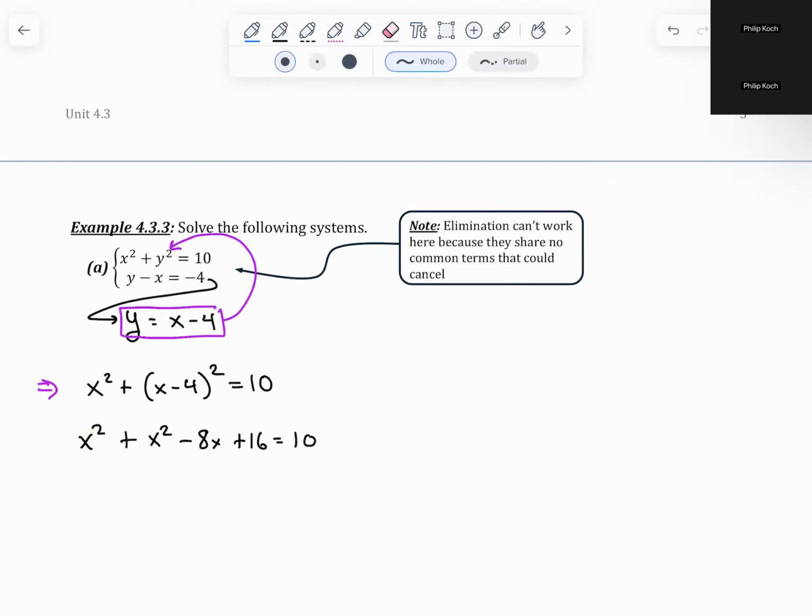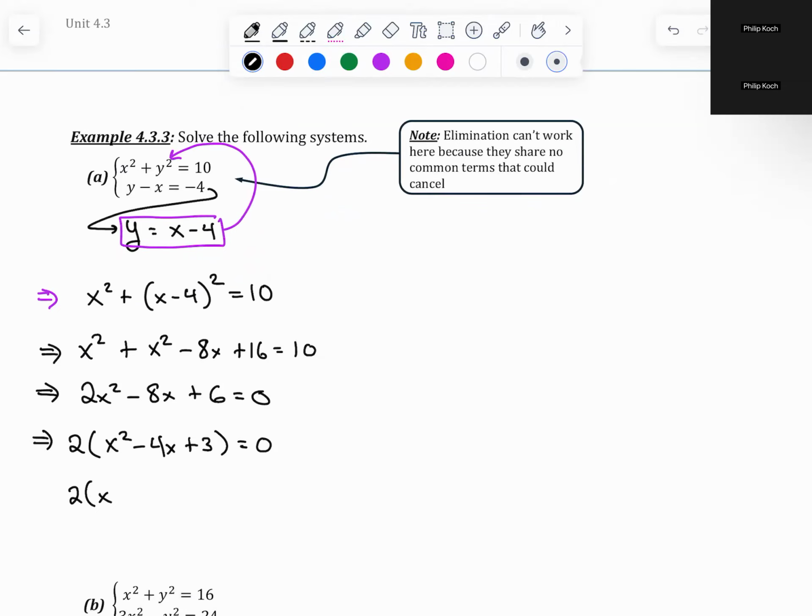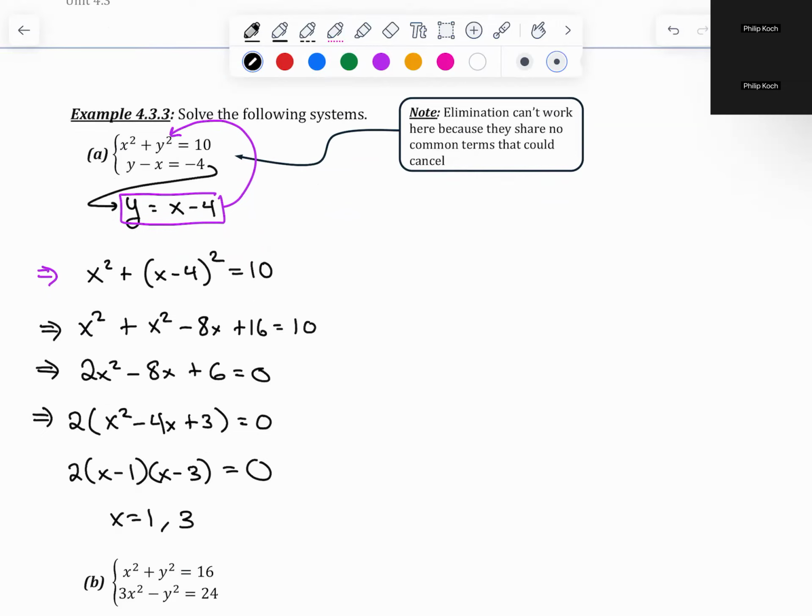So that simplifies quite nicely to 2x squared minus 8x plus 6 is equal to 0. And you can factor out a 2 again. You get x squared minus 4x plus 3 equals 0. And once again, this does factor nicely. And we get 2 times x minus 1 times x minus 3. Find two numbers that multiply to 3 and add to negative 4. That would be negative 1 and negative 3. And so we get the two x values, x equals 1 and 3.